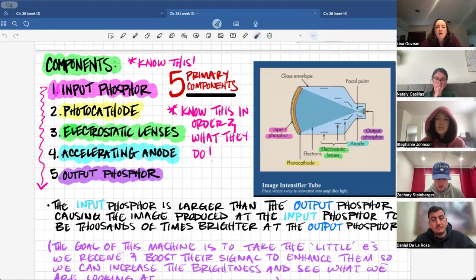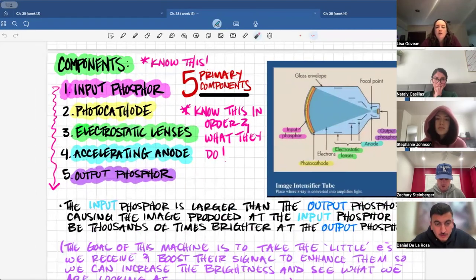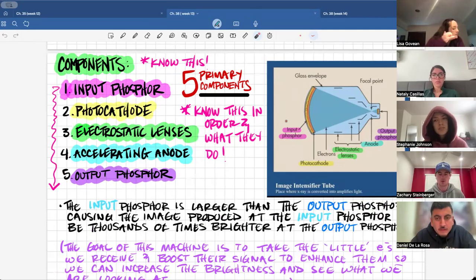This is the same thing. So in the book, it shows the electron beam starting at the photocathode, not at the input phosphor. So that tells you that there's like a gap. Actually, that's kind of so helpful. That shows that the input phosphor gives off light, the photocathode gives off electrons. And then you have the electrostatic focusing lenses.